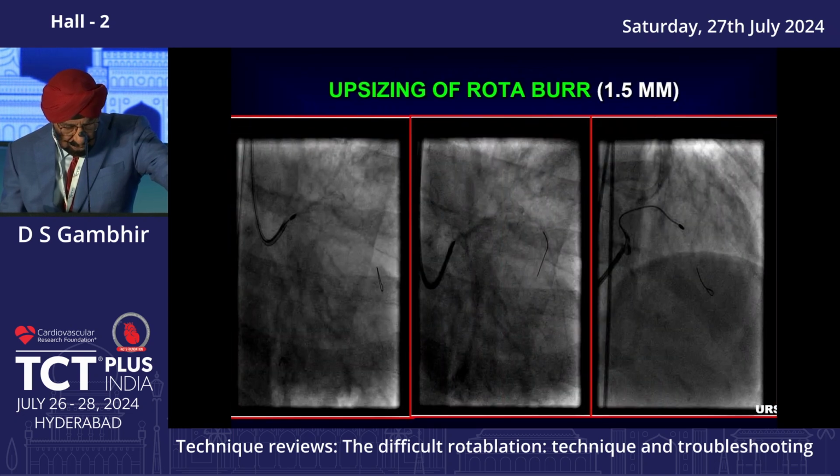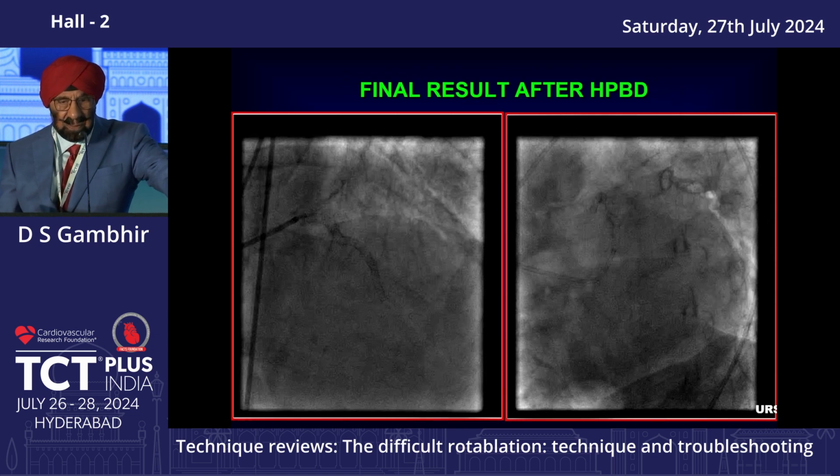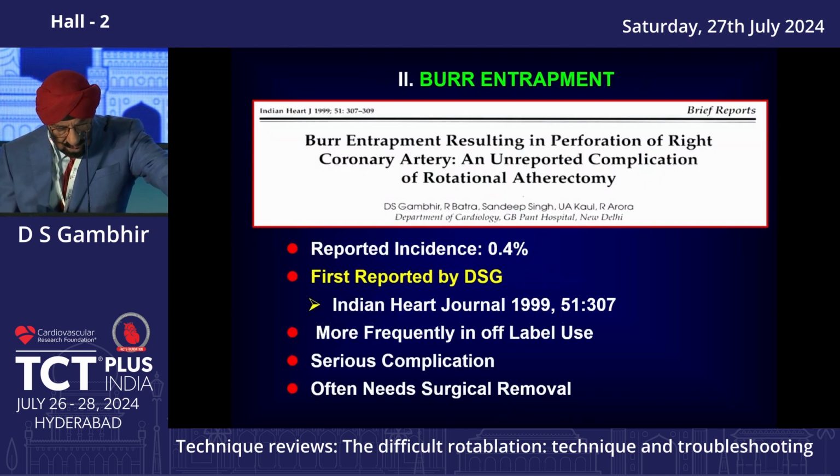Now, slow flow, you all know it very well. This is a pre-PCI angiogram. I think we can skip this. It happens most often when you have a very large tortuous vessel and you don't use a stepburr technique. If you use a stepburr technique, then slow flow is very uncommon.